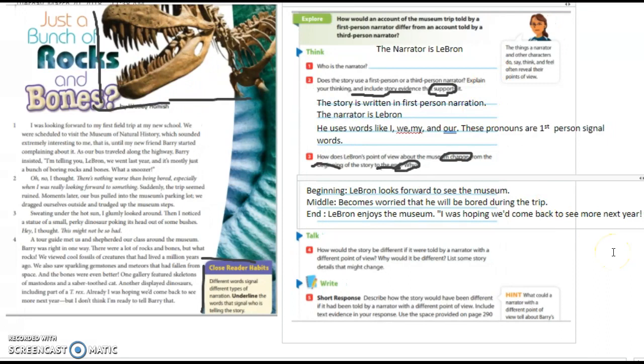Okay, we're going to move on now to question number 4. Question number 4 says, how would the story be different if it was told by a narrator with a different point of view? Why would it be different? List some story details that might change. Go ahead now and talk to your neighbor about this question for about 2.5 minutes. Go.